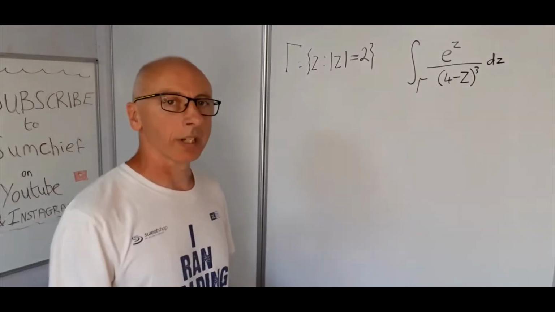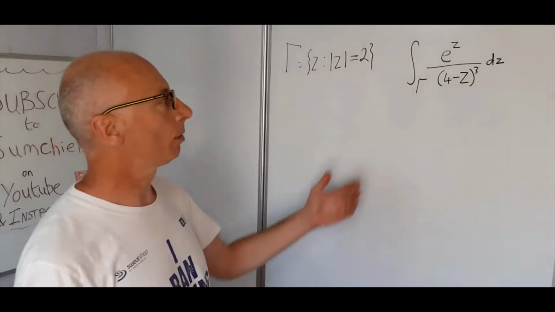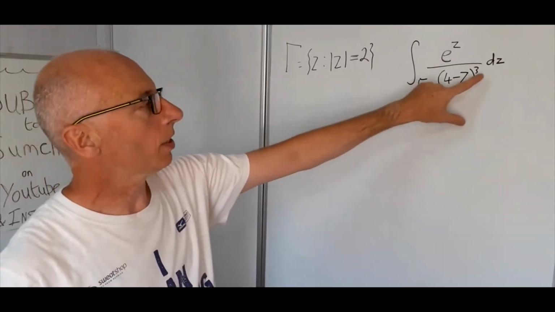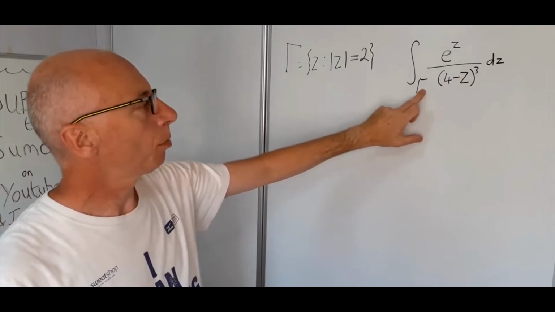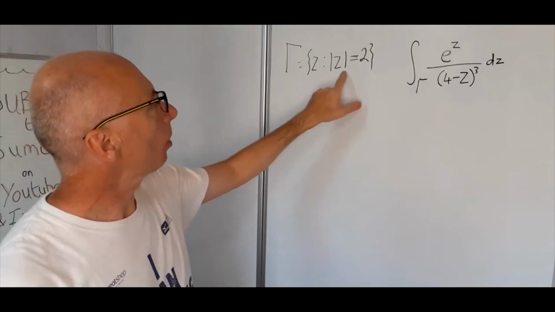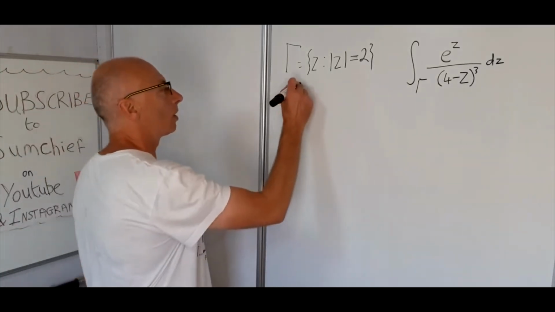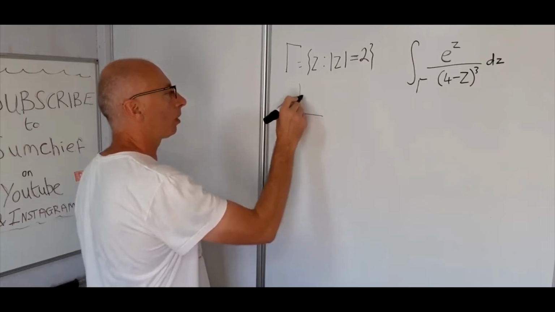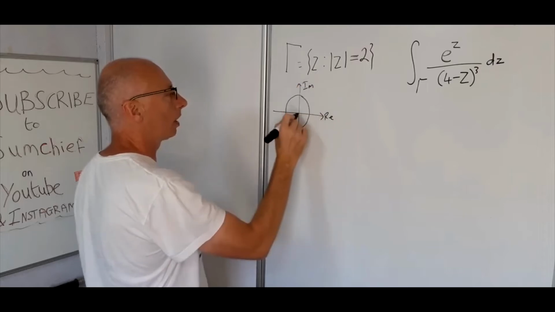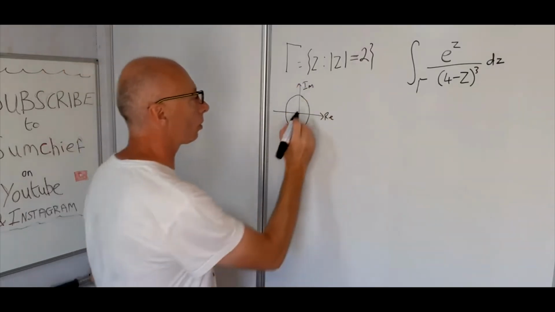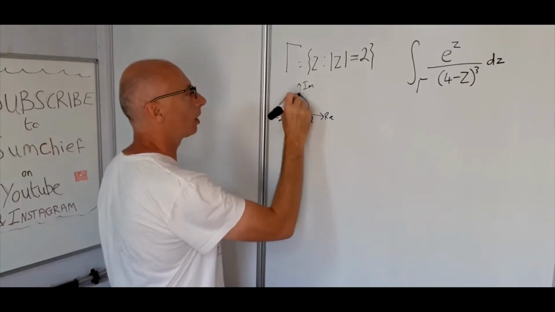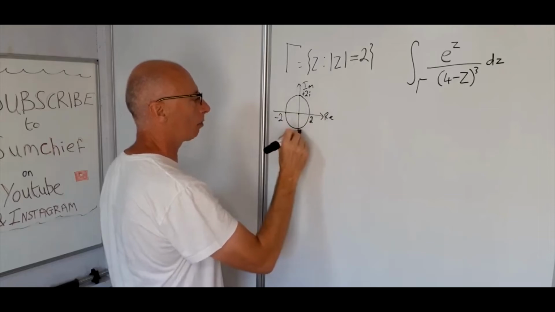Okay, so we've got an integral here, and we're going to try and use Cauchy's theorem to integrate this function. We've got e to the z over 4 minus z cubed with respect to z, and the contour of integration is gamma. Gamma is defined as the modulus of z equals 2. So let's quickly draw that up on the complex plane. That's the reals, that's the imaginaries, that's the origin. This point here will be 2, this point here will be minus 2, this point here 2i, and this point here minus 2i.